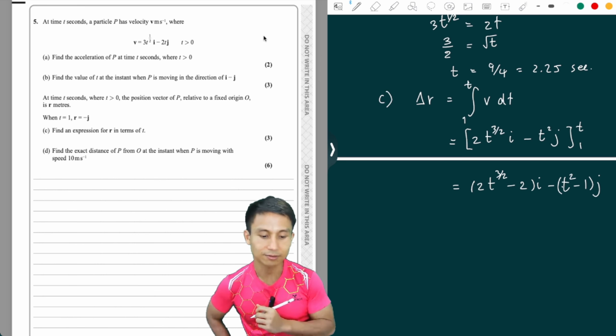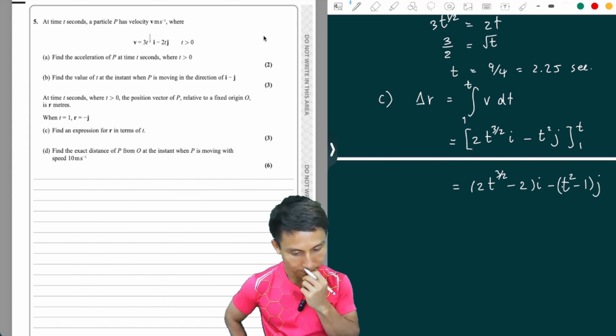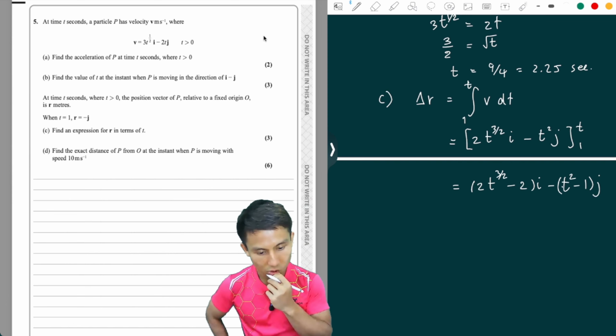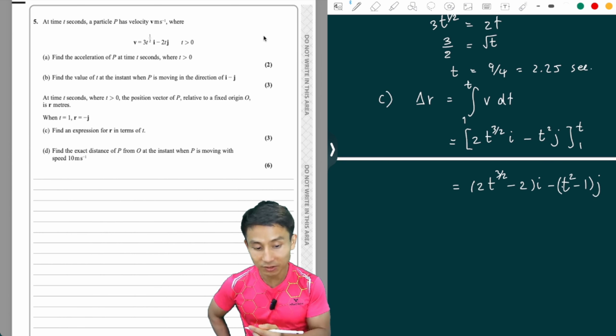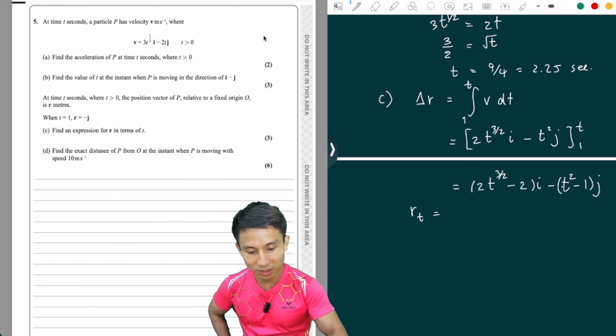So it's just like that. Yeah? Okay. So I think we're done with the change in position vector now. So r at t equals t, then it would be r at t equals 1, which is minus j. So I'm just going to merge the component already because this is just minus j. It is not that complicated.